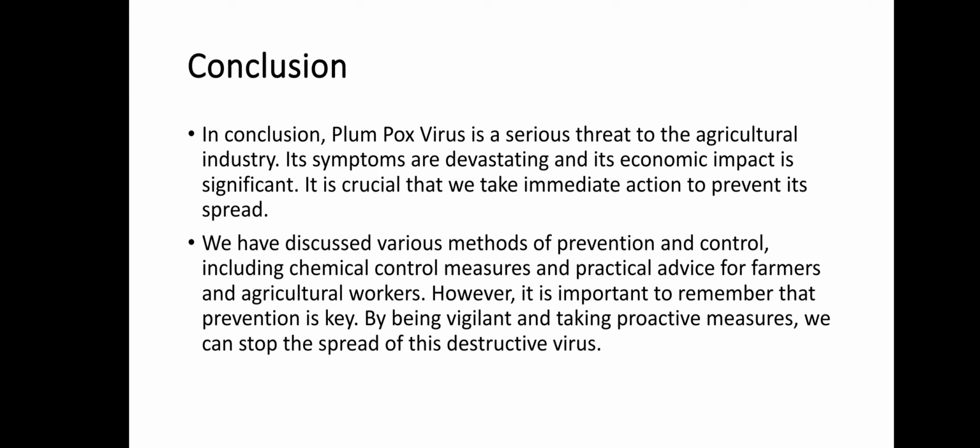Conclusion. In conclusion, Plum pox virus is a serious threat to the agriculture industry. Its symptoms are devastating and its economic impact is significant. It's crucial that we take immediate action to prevent its spread. We have discussed various methods of prevention and control, including chemical control measures and practical advice for farmers and agriculture workers. However, it is important to remember that prevention is key. By being vigilant and taking proactive measures, we can stop the spread of this destructive virus.